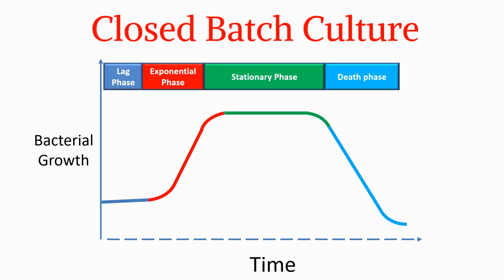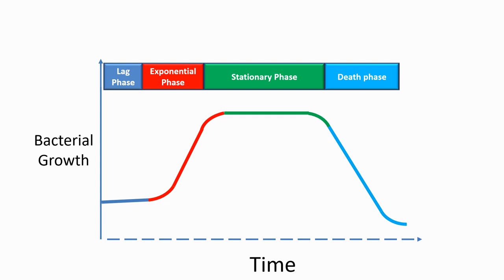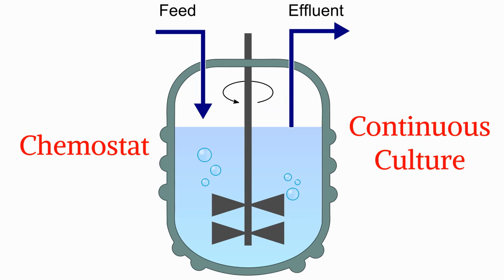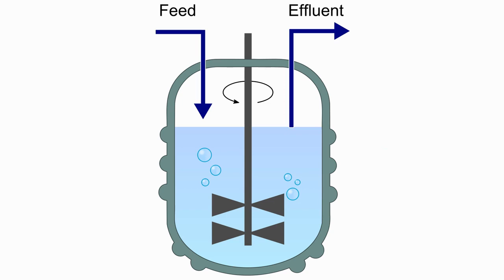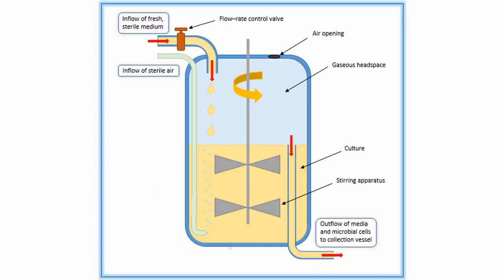This example of the growth curve is from a closed batch culture, where we are neither adding fresh nutrients nor removing any bacteria out of the culture. But in industrial processes, we can use what is called a continuous culture method. A chemostat is an example of such a bioreactor to which fresh medium is continuously added, while culture medium containing leftover nutrients, metabolic end products and microorganisms is continuously removed at the same rate to keep the culture volume constant.